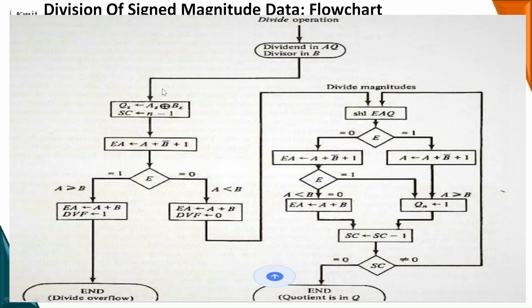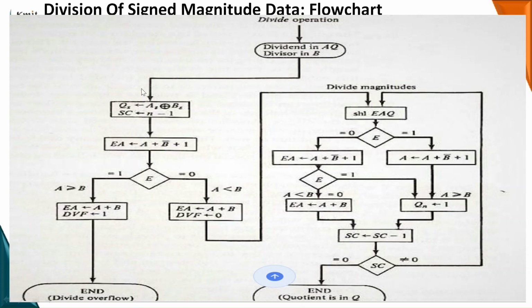From the left hand side, this particular algorithm is going to check whether you have a divide overflow situation or not. If you have a divide overflow situation, you cannot continue with performing the division operation on the magnitude part. So we first check if there is a possibility of a divide overflow. If there is an overflow situation, the hardware is going to set the DVF, divide overflow flip flop, to 1, and we stop the process. We don't continue with the division of the magnitude parts. So first we check the divide overflow condition.